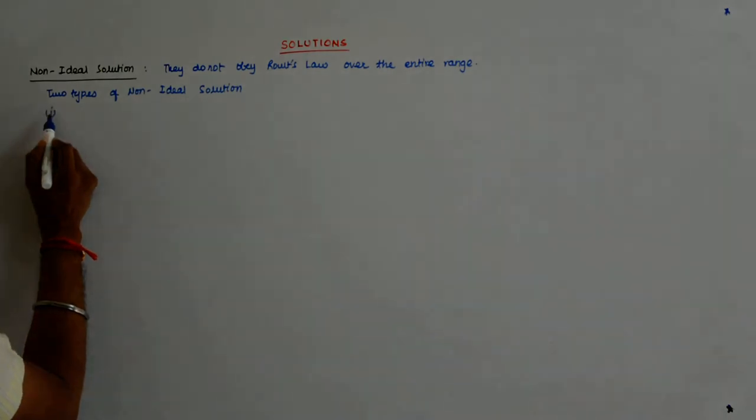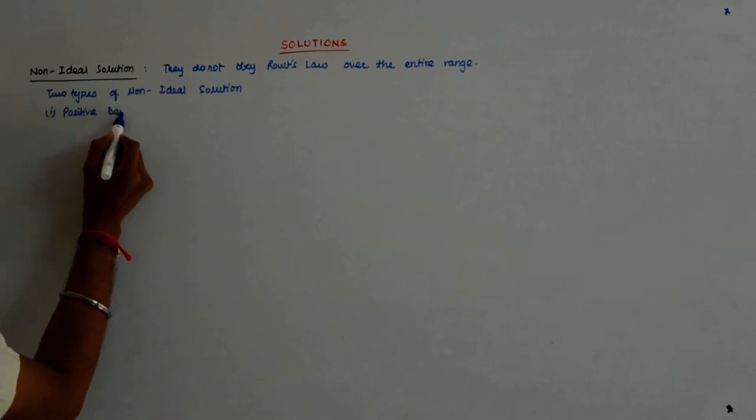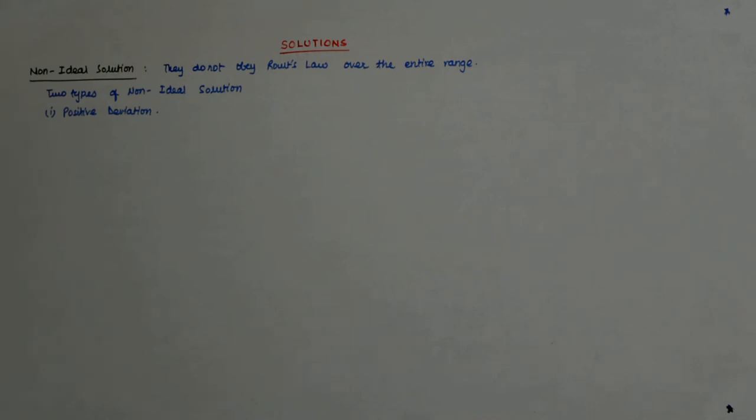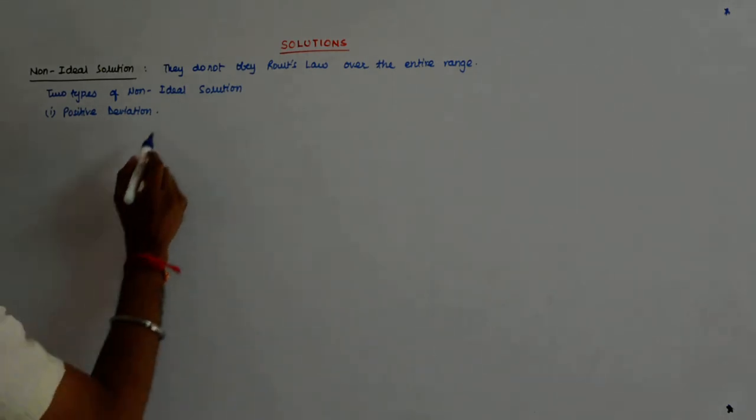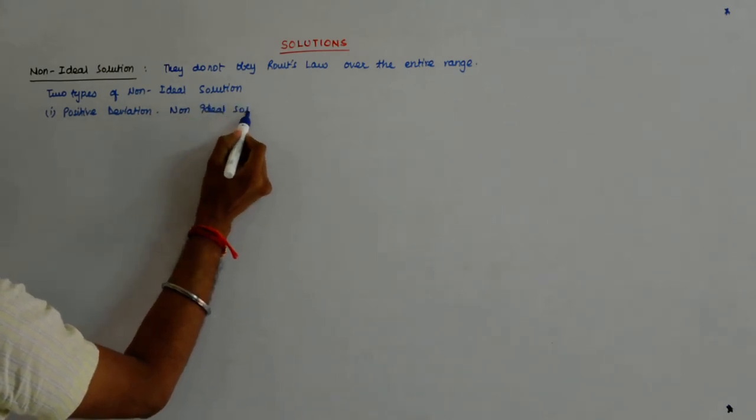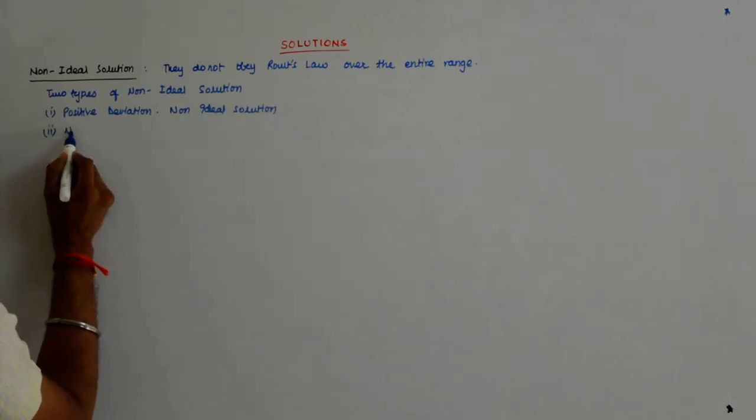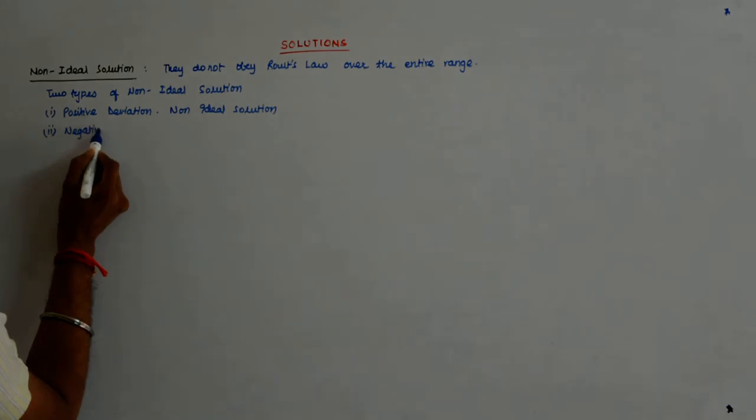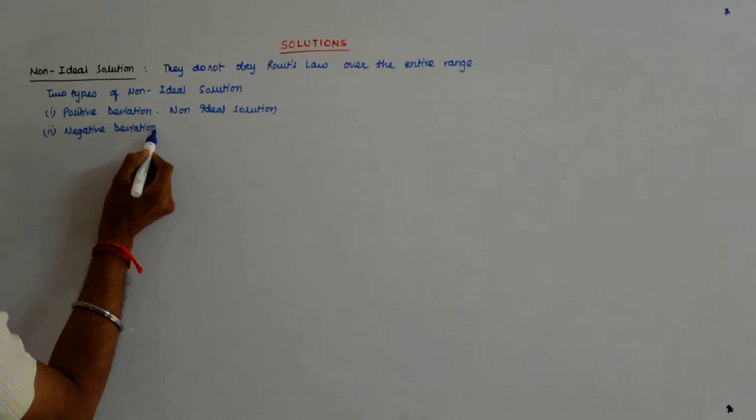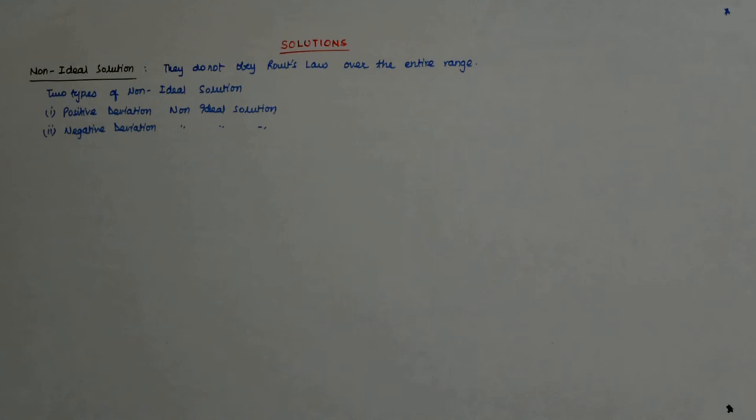Number one, one is having the positive deviation. Okay? So we have a positive deviation non-ideal solution, and the negative deviation non-ideal solution. Okay.